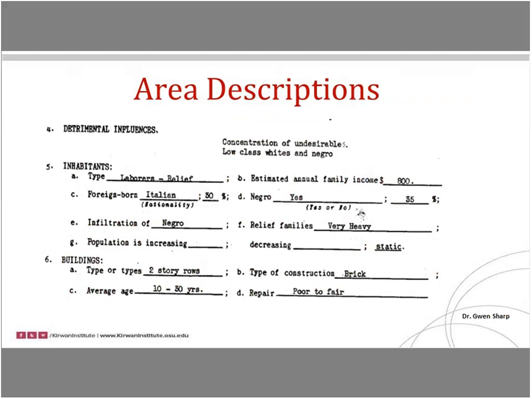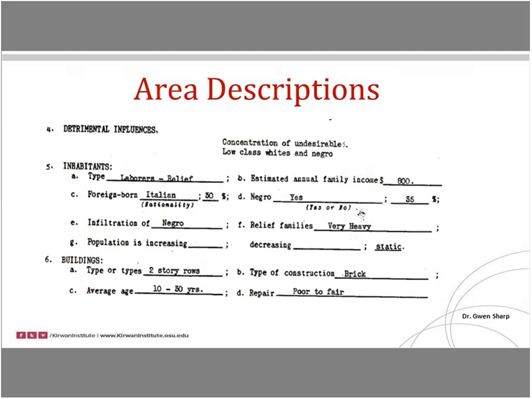To give another example, and just to clarify some of this as well, and to support some of what we're doing with our work ongoing, take a look at this area description, specifically this one from Philadelphia, and Dr. Gwen Sharp. You talk about what the detrimental influences are, or the things that would actually determine whether or not that area was eligible for a loan or whether it was a good investment. And you look at here, you'll see in number 5, the inhabitants. Predominantly laborers or relief. Foreign-born would be Italian. In E, you'll see an infiltration of Negro.